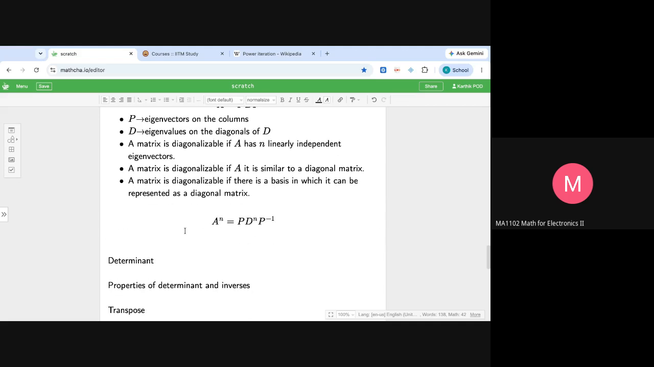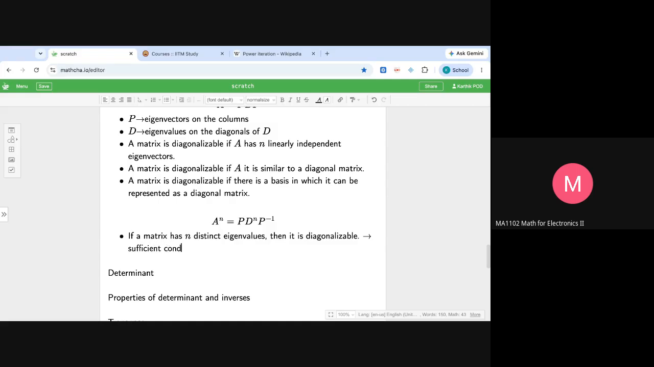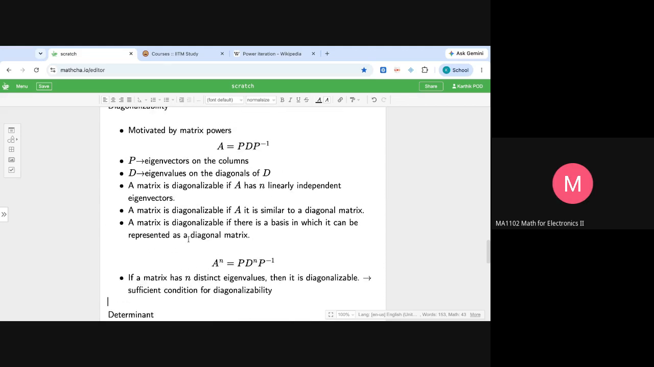What were we talking about? The other thing is if a matrix has distinct eigenvalues, then it is diagonalizable. Just to be clear, if a matrix has n distinct eigenvalues, all of them have to be distinct, this is sufficient. It is a sufficient condition, a quick check, basically. What else do we have?